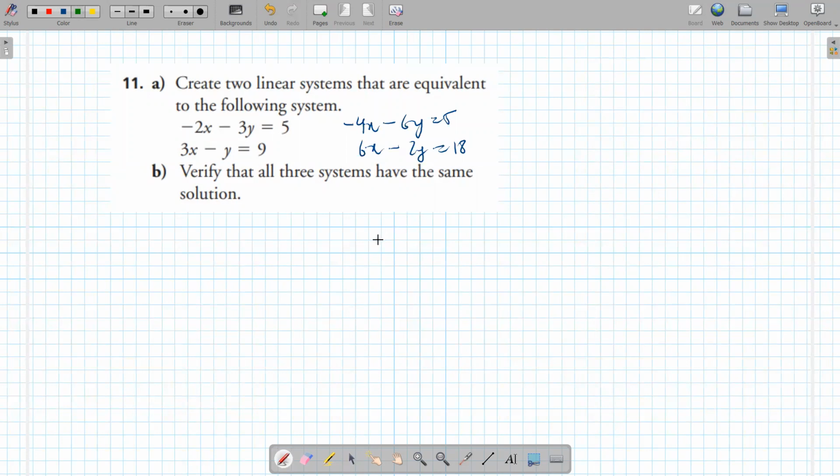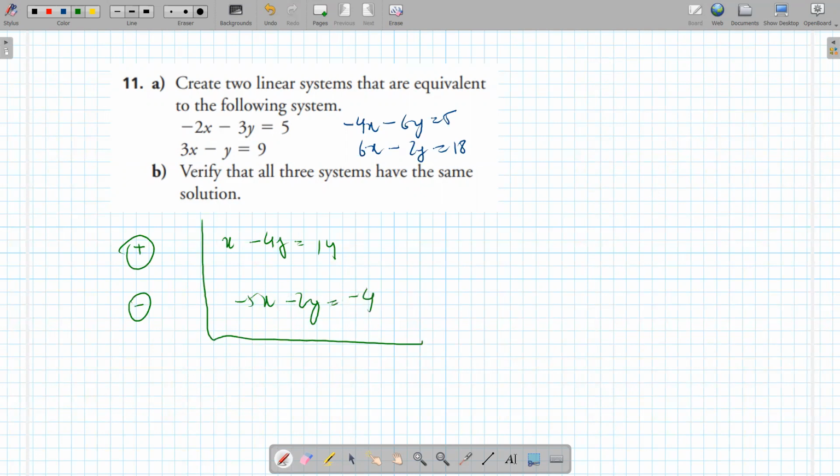But you don't always have to do this. Times 2 is an easy one. What you can do is you can add them up and you can subtract them. That'll give you another system. If you add them up, you get x minus 4y equals 14. And if you subtract them, you get negative 5x minus 2y equals -4. Now this is another system that we got by adding and subtracting them.